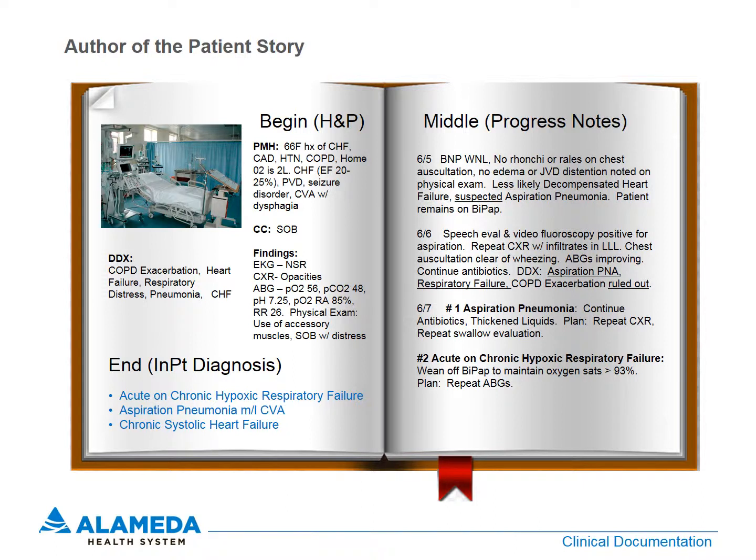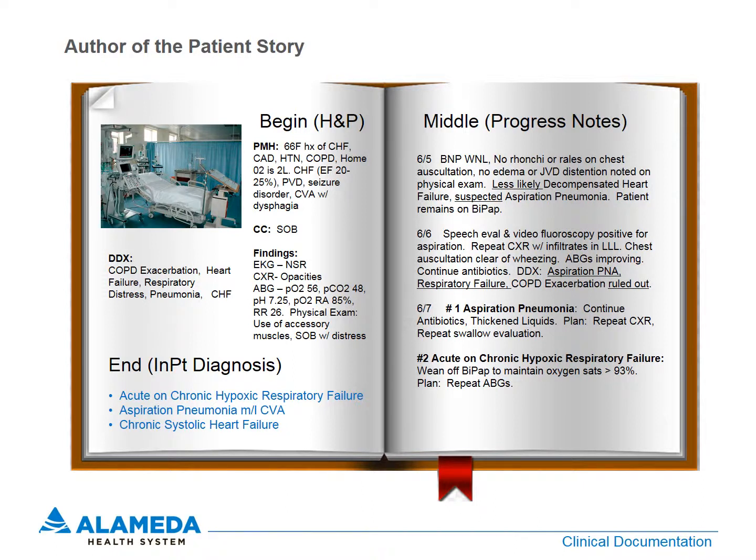Like I mentioned earlier, in the beginning you start with an H&P. And in the end, you conclude on what this patient's actual acute and chronic conditions and diagnoses were in the medical record. I'm going to run through this briefly and take you through this patient's case scenario so you can see the difference between the beginning, the middle, and the end.